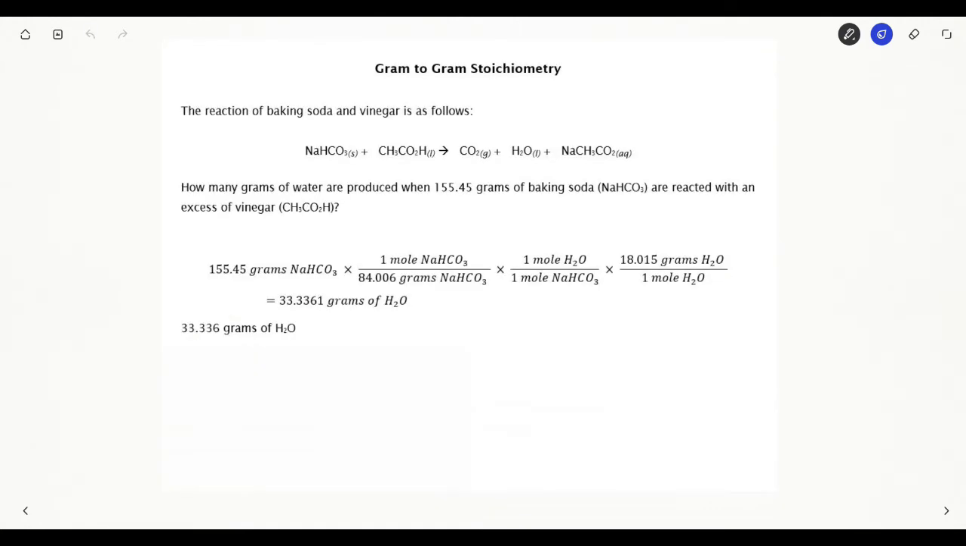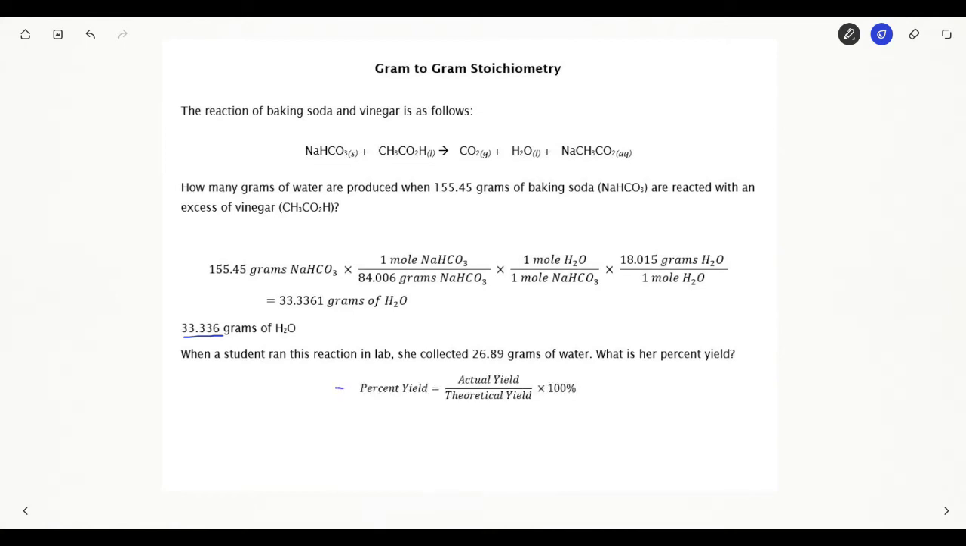Here is the problem we did in our gram to gram stoichiometry, and we calculated that we would produce 33.336 grams of water. So now our question becomes, when a student ran this reaction in lab, she collected 26.89 grams of water. What is her percent yield?